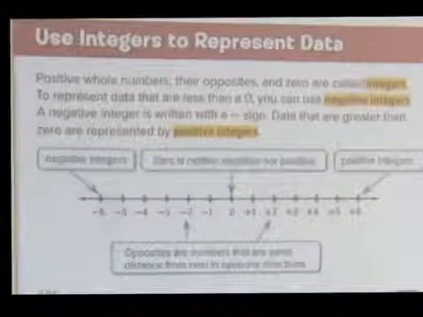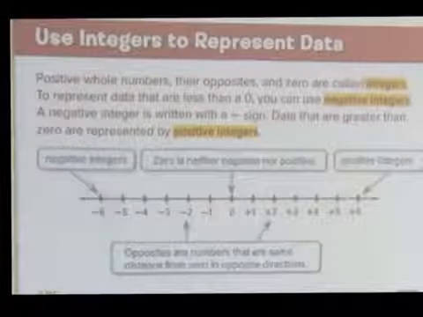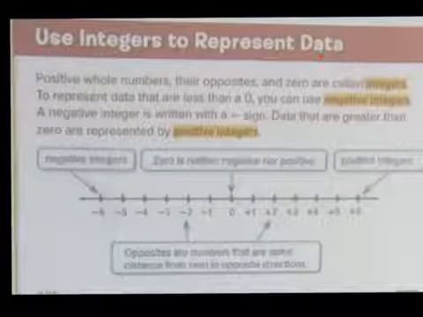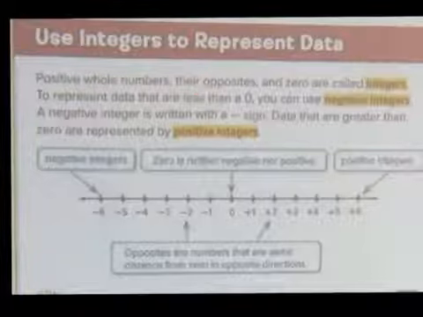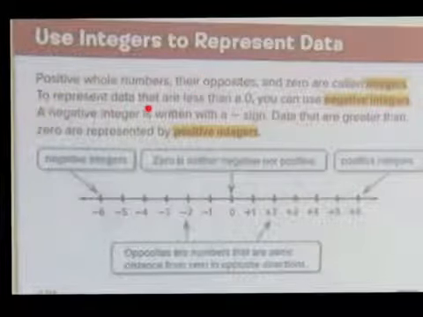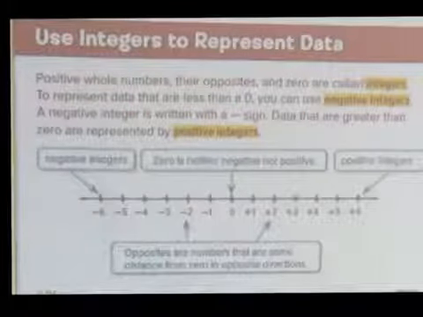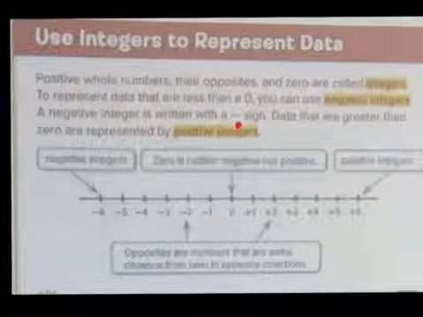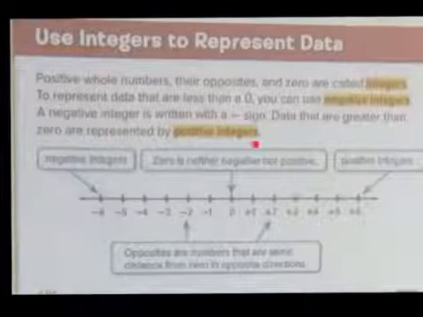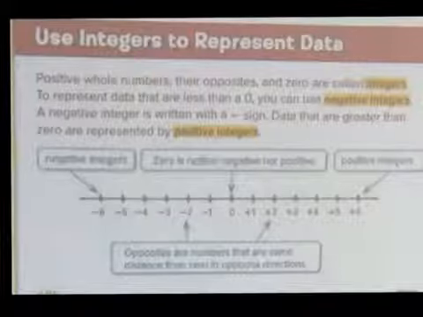Okay, a little recap of the lesson. And this should be a review for you. We've learned this in 5th grade and in 4th grade. Use integers to represent data. Positive whole numbers, their opposites, and 0 are called integers. To represent data that are less than 0, you can use negative integers. A negative integer is written with a negative sign. Data that are greater than 0 are represented by positive integers. And at that point, we don't need to put a positive sign. We just write the natural number.